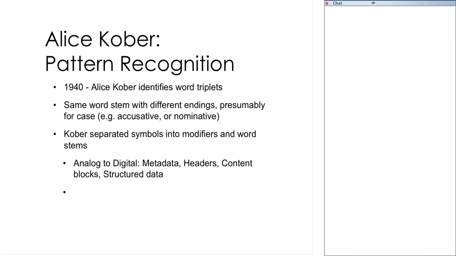Alice Kober in the 40s recognized a sort of grammar, these word triplets. It would be the same word stem with a different ending, and she assumed that was for the case of the word. Based on that, she separated every word in Linear B into a modifier and word stem. Still, we had no idea what any of these words actually said, but we had a sense of how they were structured. Once again, this same pattern plays out in digital preservation.